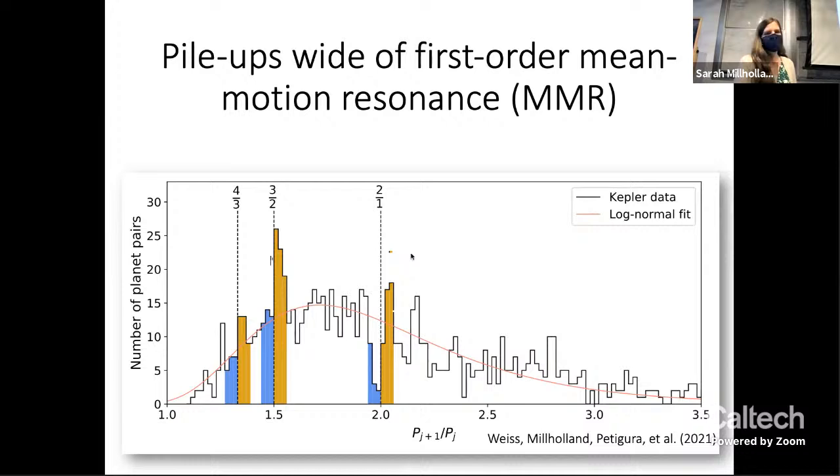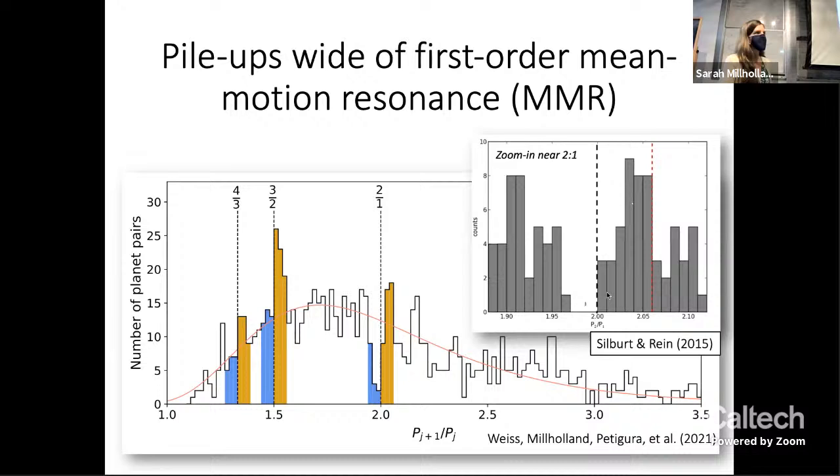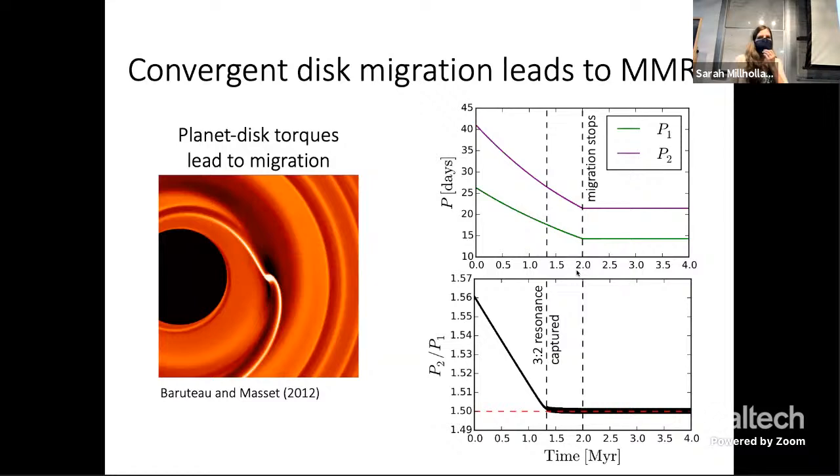So these are called the first order mean motion resonances. It's a little bit hard to see here, but if we zoom in near this exact 2-1 ratio, we can see that there's this excess just wide of the 2-1 and this deficit inside. So these mean motion resonances, or MMRs, are naturally produced.